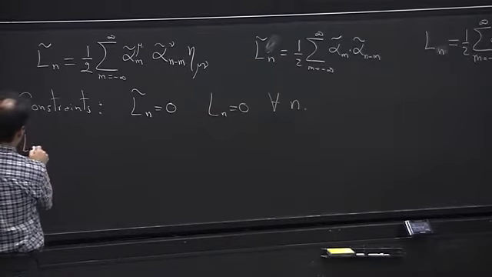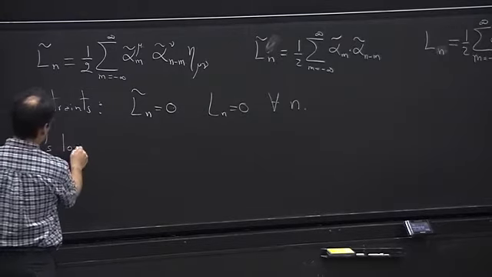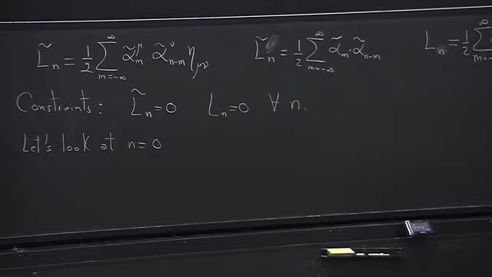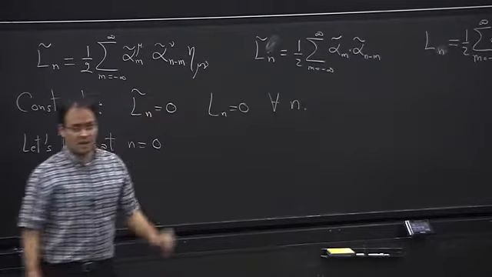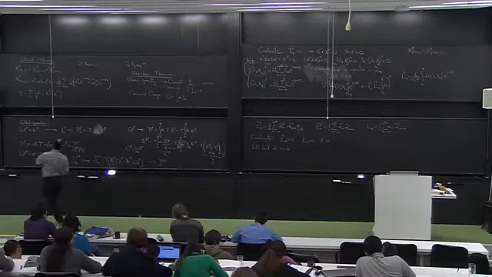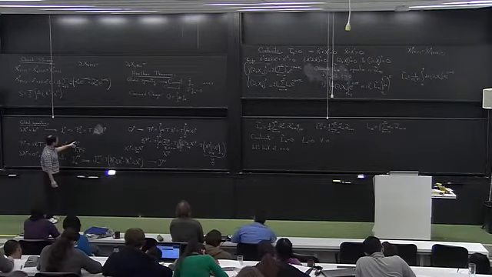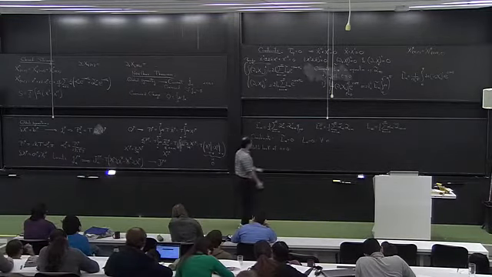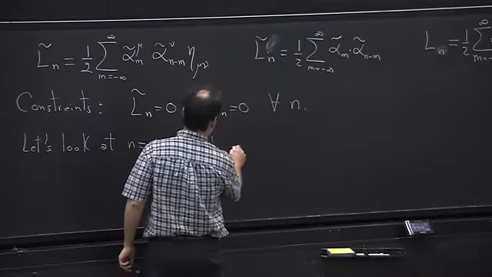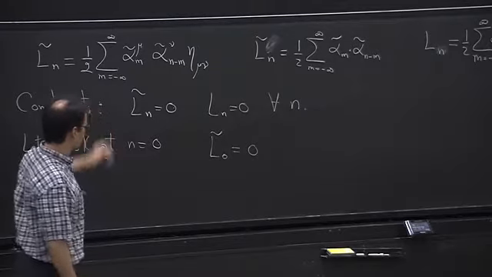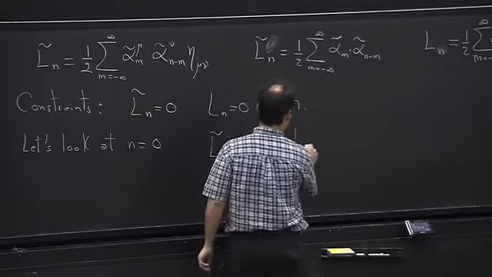So let's look at the n equals 0 constraint. The reason is that that is the guy that contains alpha 0. And remember, from this computation, we learned that alpha 0 is related to the momentum in space-time of the string. So that should give us some information about the mass of the string. So we know from here that L0 tilde has to be equal to 0. That's one of the constraints. So let's write it explicitly.